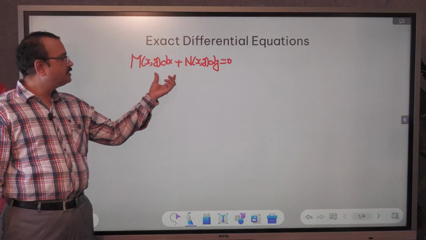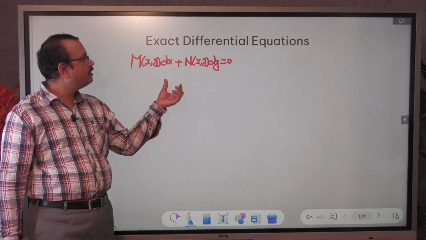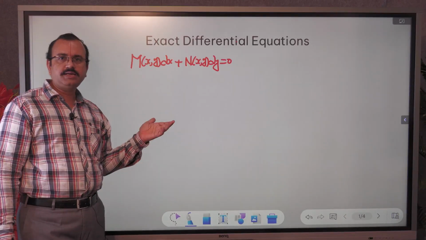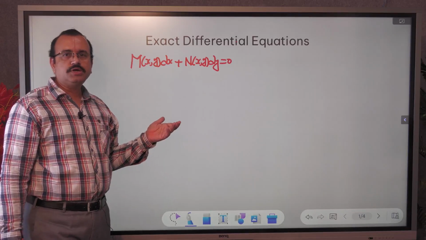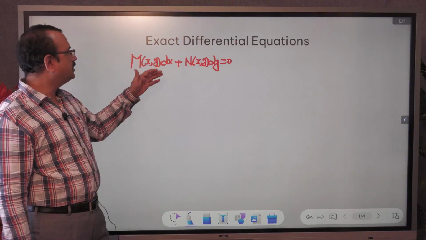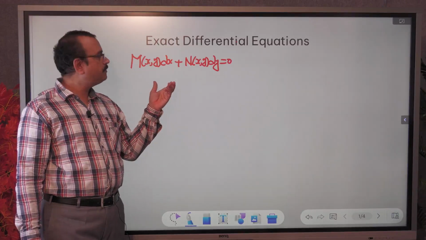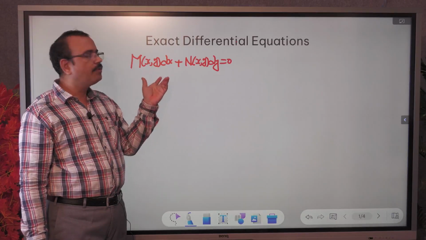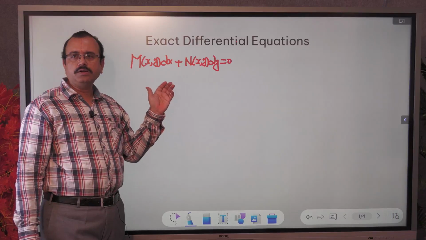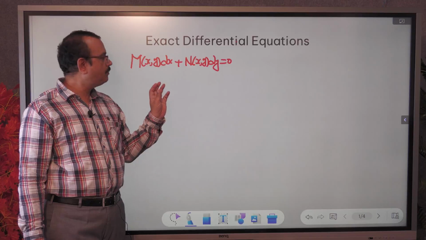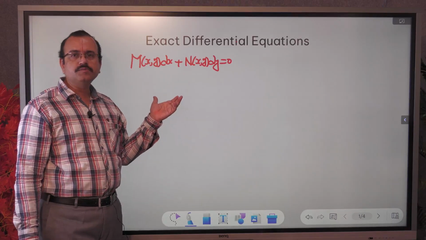Whenever you find any equation in this form, then how to identify whether this is an exact differential equation or not, and if it is exact, then what is the general solution. Actually there is so much theoretical background for exact differential equations, but I am directly coming to the point: how we can identify it, and if it is exact, what procedure to follow. Only that I am covering in this video.